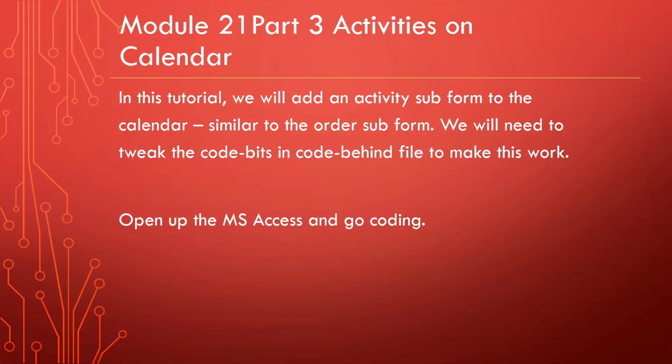In this tutorial, we will add an activity subform to the calendar, similar to the order subform we have. We will need to tweak the code bits in the code behind file to make this work. Let's open up RxS and go coding.